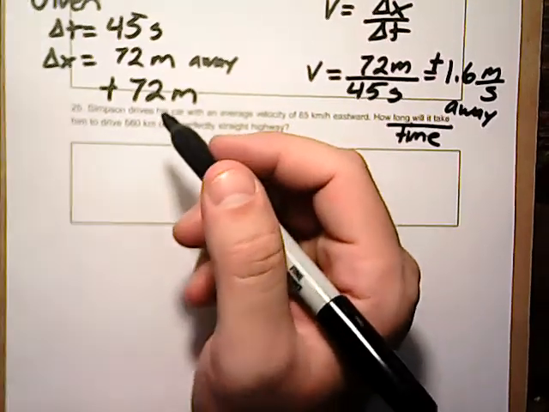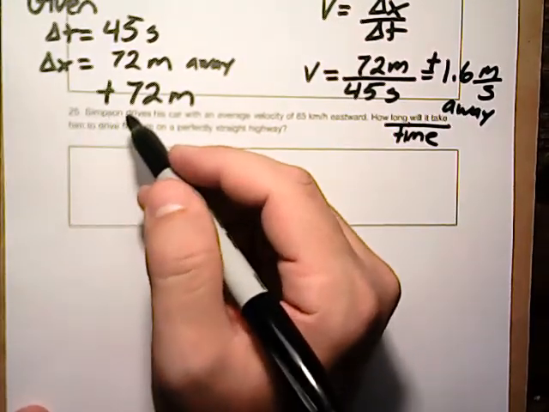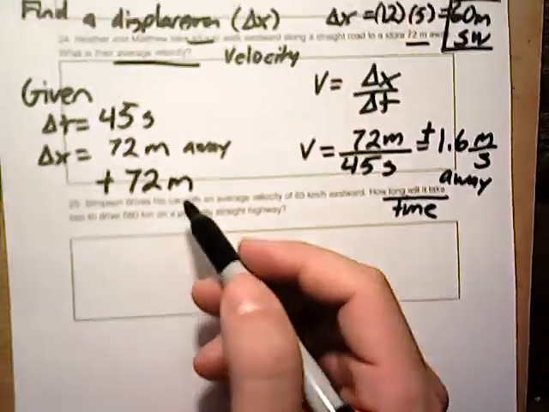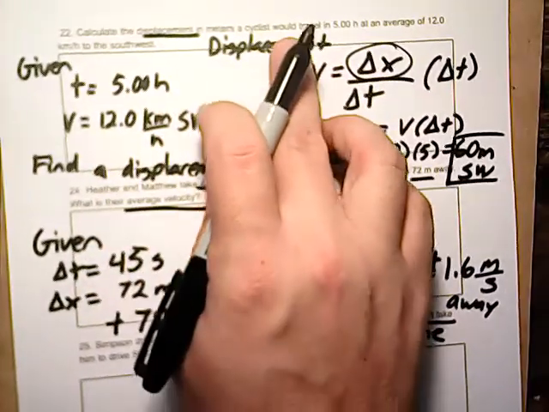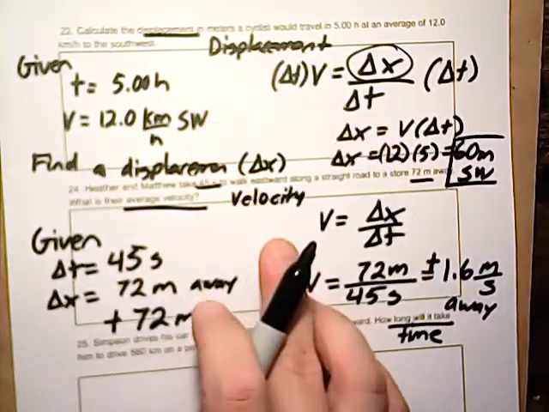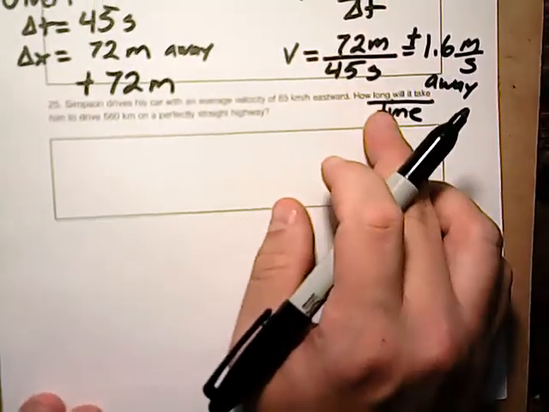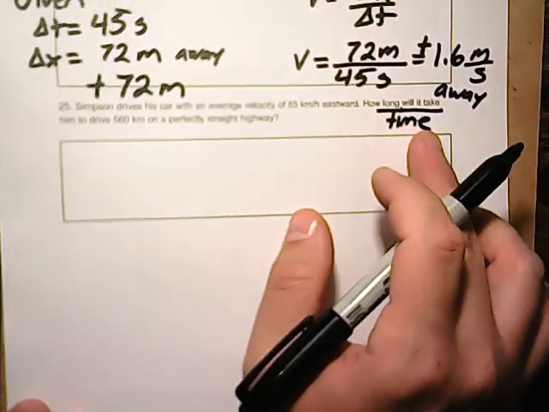Okay, we're going to look at problem number 25. So problem number 25, this is part 2. In part 1, we looked at how to find displacement and velocity. In part 2, we're going to look and see how we can find time. So that's going to be our missing piece.